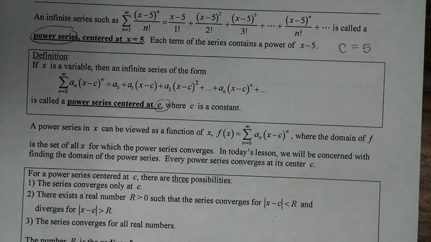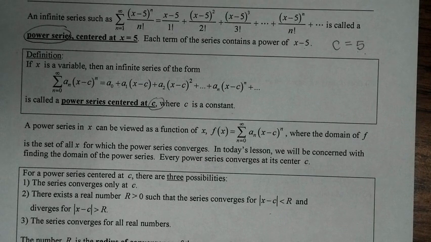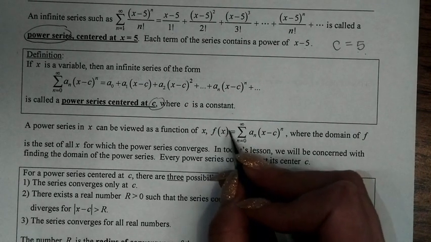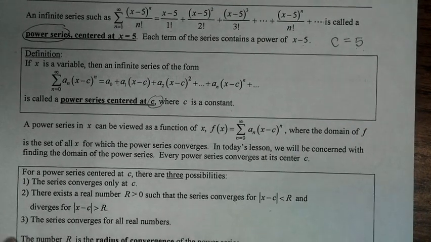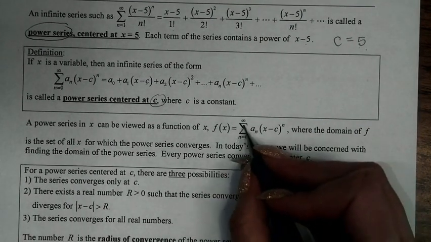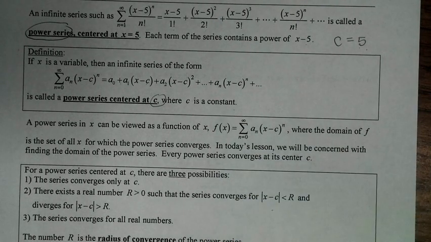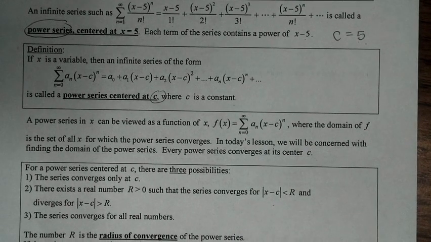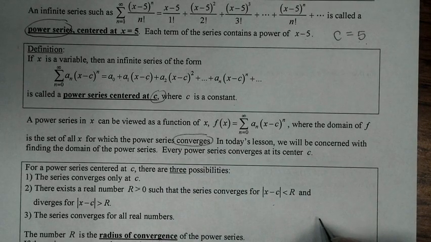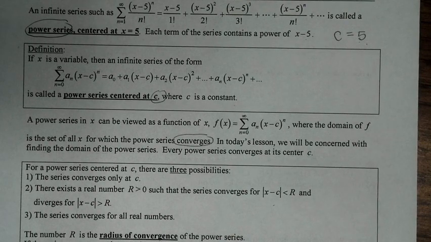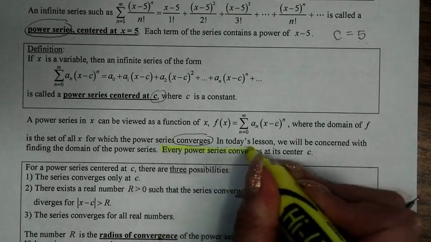So a power series in x can be viewed as a function f of x, because we can name it, so it's easier for us to re-express the situation as f of x equals the summation from n equals 1 to infinity of a sub n times (x minus c) to the power n, where the domain of f is the set of all the x's for which the power series, please note this, converges. In today's lesson, we're going to find this domain of the power series. Please note something super important: every power series is going to converge at its center.